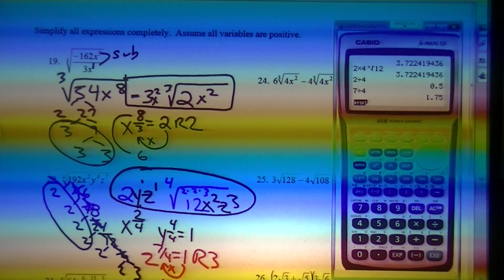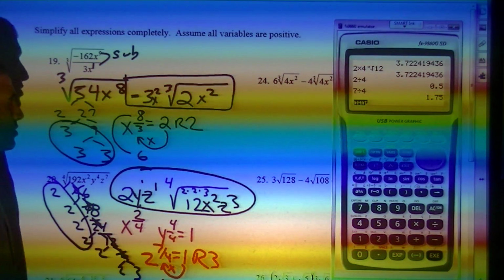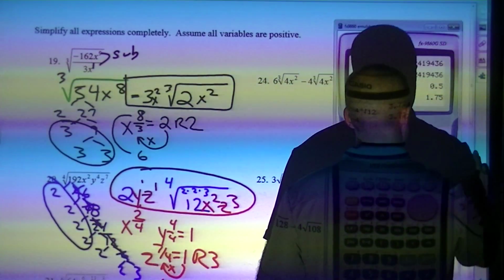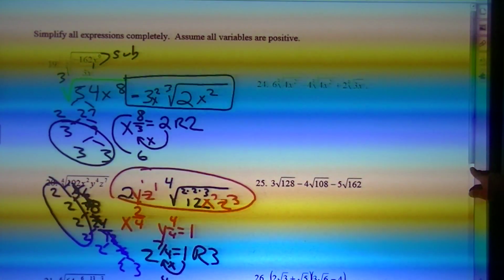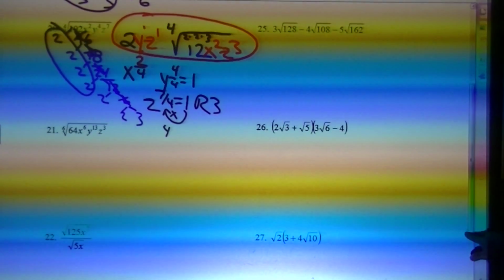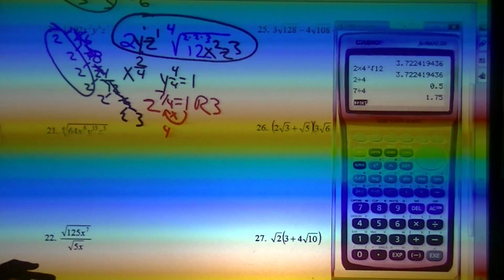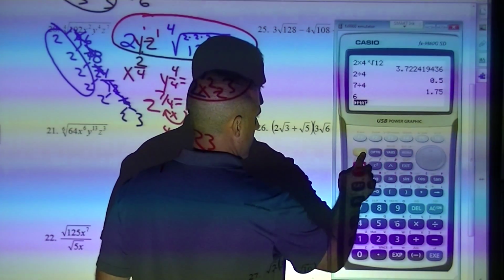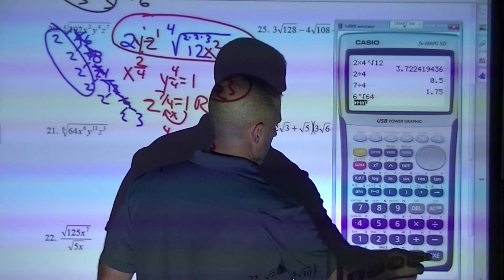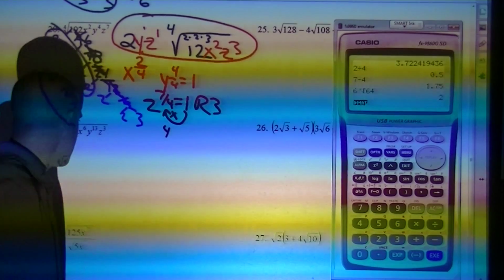Moving down to number 21. Let me move that up over here so I can see it. So I got the 6th root. Once again, I'm going to type in 6, shift, 64. Wow, I got 2. That's fortunate.